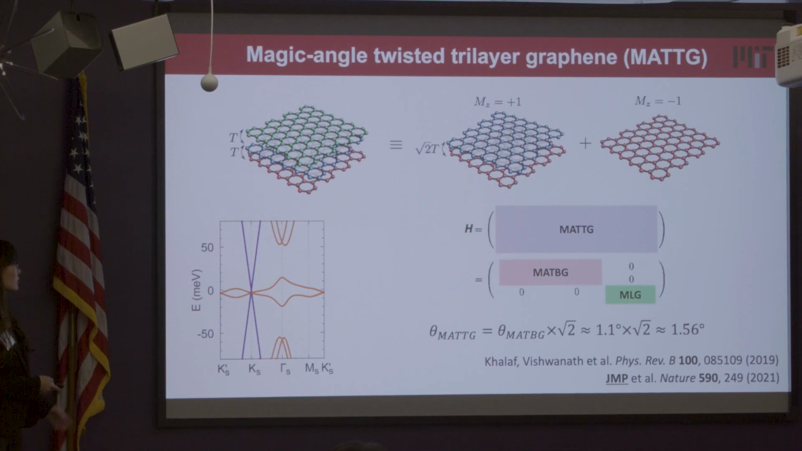And I just want to emphasize that the C2T symmetry of the system is what protects all of the Dirac points in these band structures, and the mirror symmetry present in the system is what allows this block diagonalization, so the separation between the magic angle twisted bilayer graphene band and the monolayer graphene band is enforced by the mirror symmetry of the system.